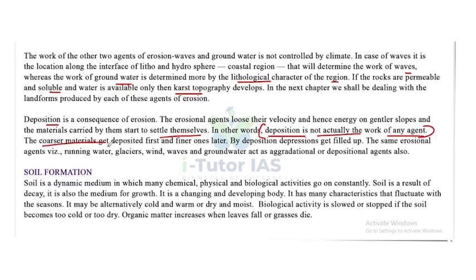The coarse materials get deposited first and finer ones later. By deposition, depressions get filled up. The same erosional agents, running water, glaciers, wind, waves, and groundwater, act as aggradational or depositional agents also.